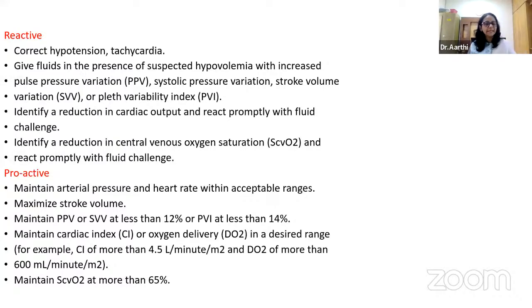management would be to maintain an adequate arterial blood pressure with a MAP of more than 65 to maximize the stroke volume, maintain the pulse pressure variation within the 12 to 14% range, and use invasive hemodynamic monitoring to maintain the cardiac index of around 4.5 liters per minute per meter square, and maintain central venous saturations of more than 65. This has to be implemented during the perioperative period, postoperative period, as well as in all critically ill patients. Thank you.